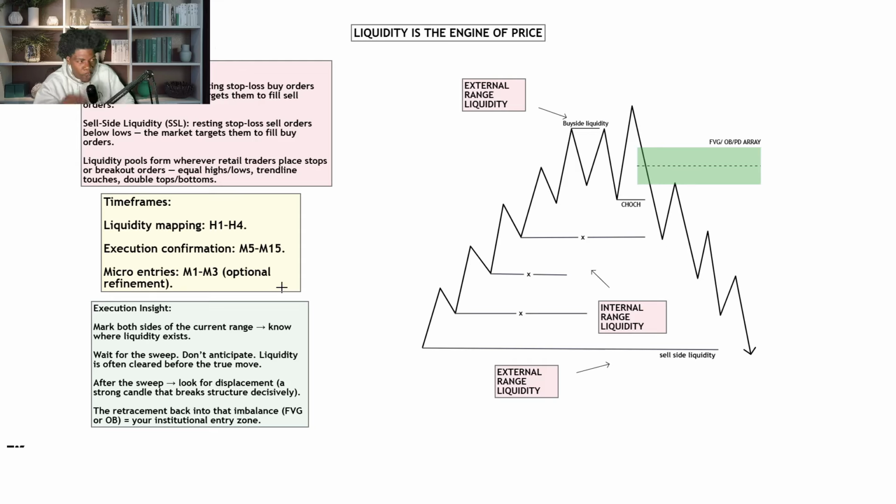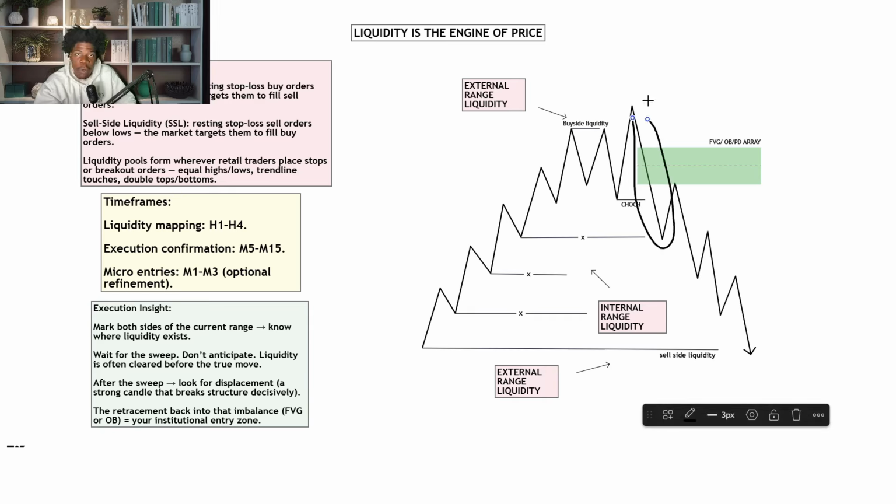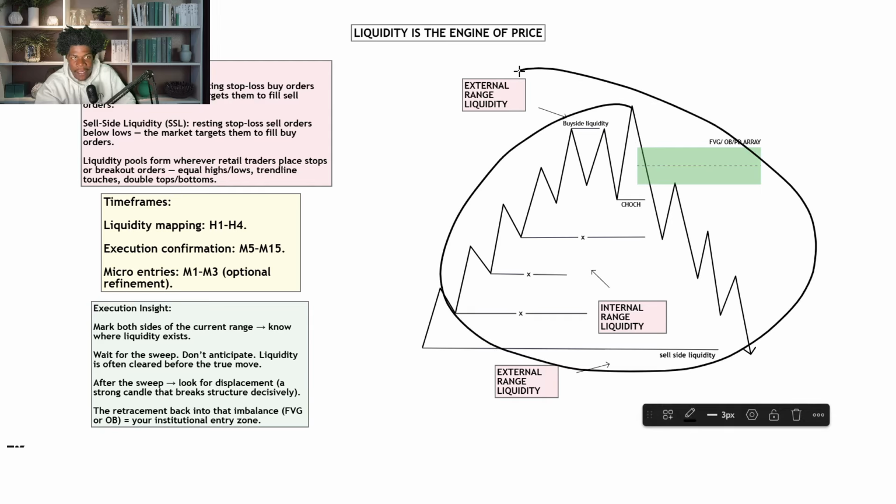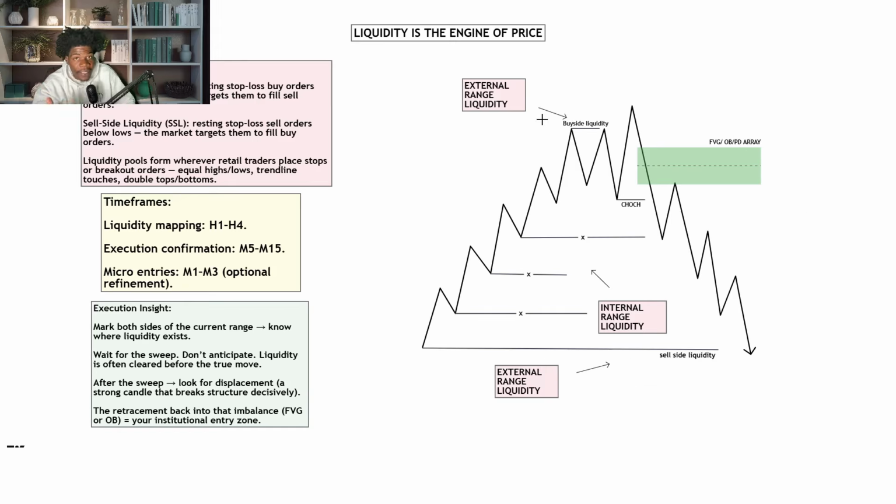After the sweep, we look for displacement, a strong candle that breaks structure decisively. This right here is our displacement. I'm gonna go on the charts and show you a clear displacement of how it may look. But a displacement just breaks the prior low that went higher to give us this liquidity sweep right here. It may look a lot of different ways. Never get this out of your mind: this is just a schematic of how it may look.